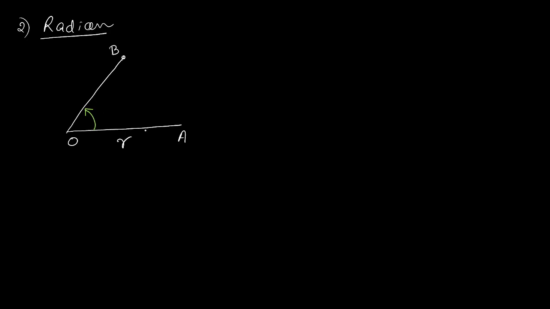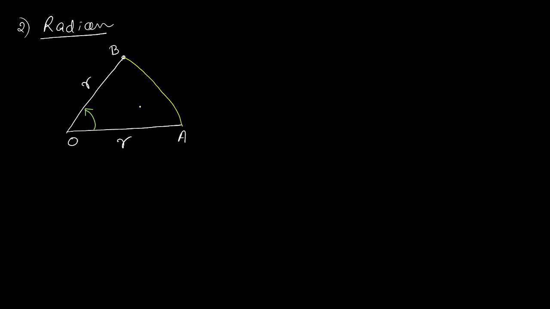But if OA is rotated, the length will be the same. Understood? The length remains the same. Till this step you are okay? You agree with me? Yes, sir. So when OA is rotated about O, it describes an arc. It forms an arc like this.